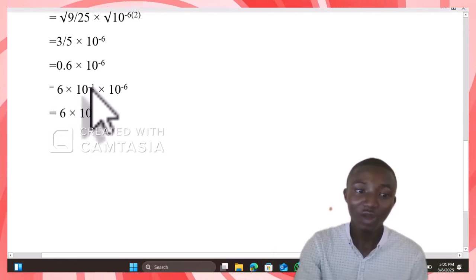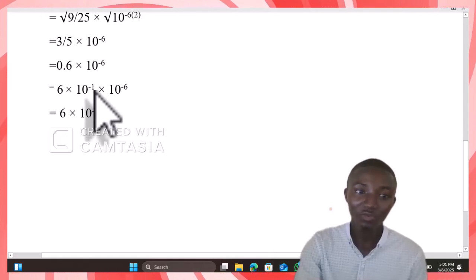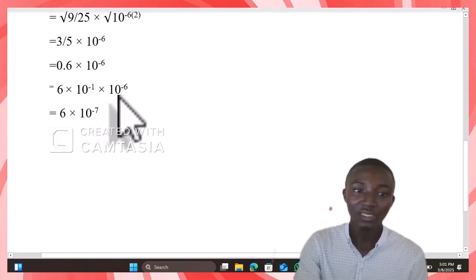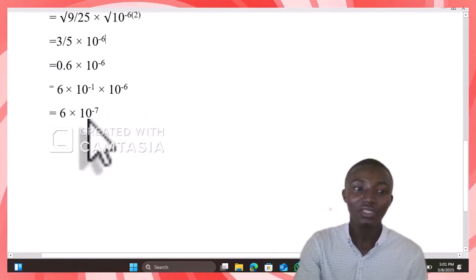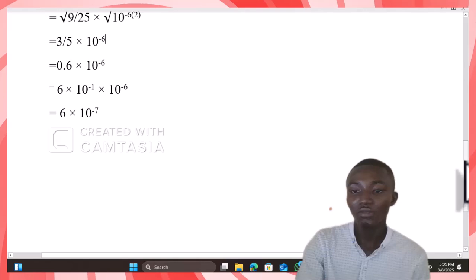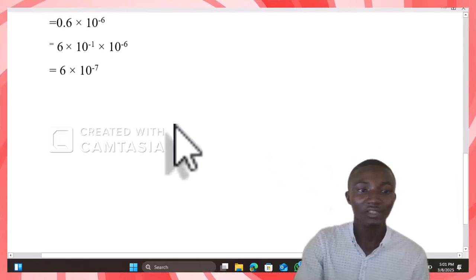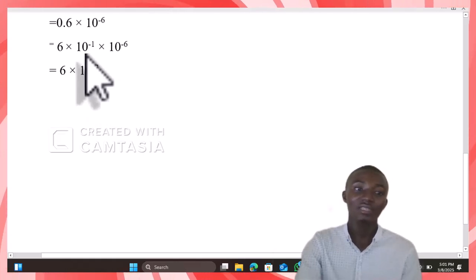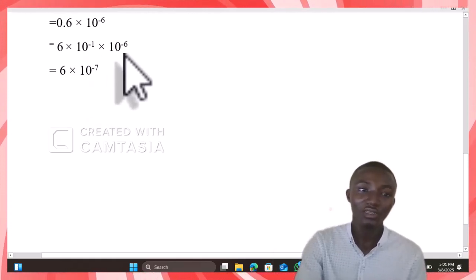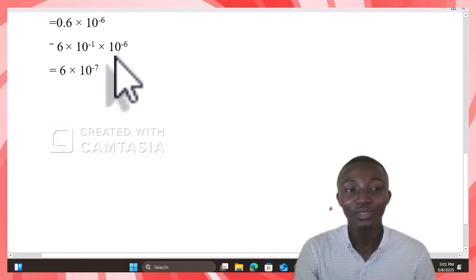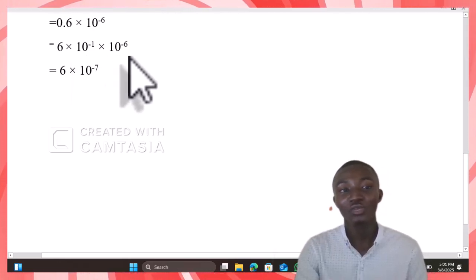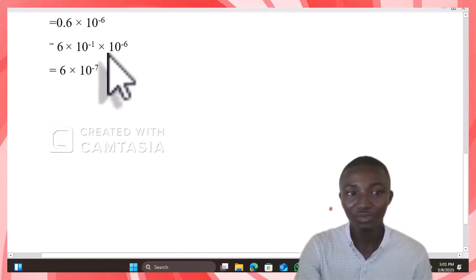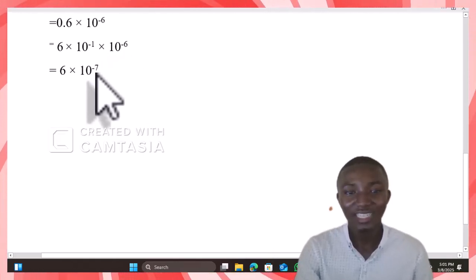10 raised to the power -1 means we did one count to the right. That's why it is presented as negative. And still you maintain this 10 raised to the power -6, which gives you a final answer of 6 by 10 raised to the power -7. The reason is that we are multiplying. So using the multiplication rule in indices, anytime you want to multiply by having the same base, what you need to do is to add the exponent. So 10 raised to the power -7.